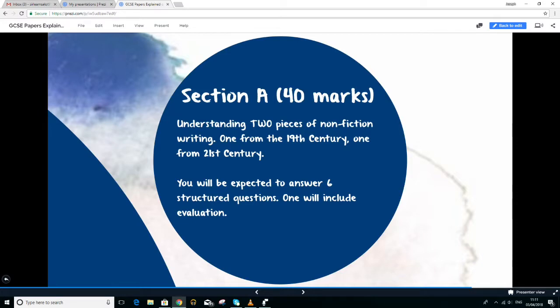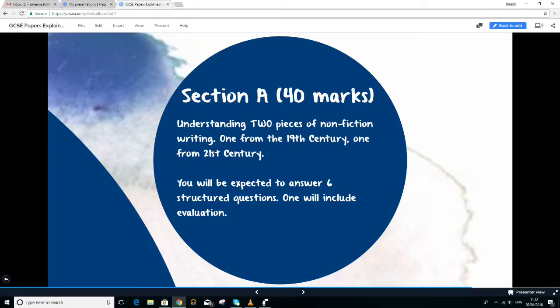So, whereas in section A in paper 1, you were looking at 1 piece, in this one you're looking at 2 pieces of non-fiction. So it might be newspaper articles, it might be diary entries, okay, something of that sort. One of these pieces will be from the 19th century, so looking at your Victorian era style pieces, and one will be from the modern day, from the 21st century. You'll be expected to answer 6 structured questions. These follow the same basic structure as language paper 1, although there are some variations. As you're looking at 2 texts, one of the questions will ask you to compare and another one will ask you to evaluate, but there'll be more of that in another video.